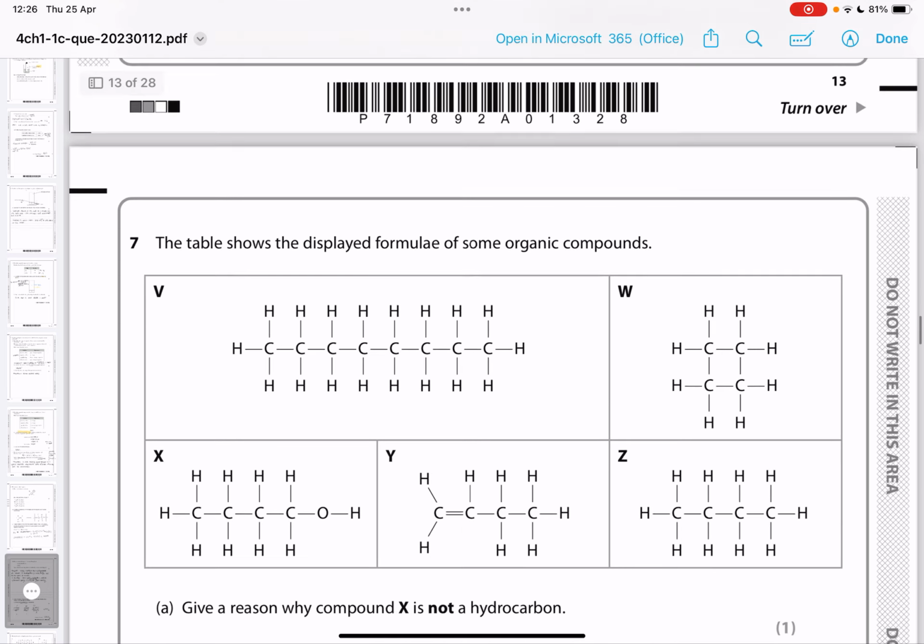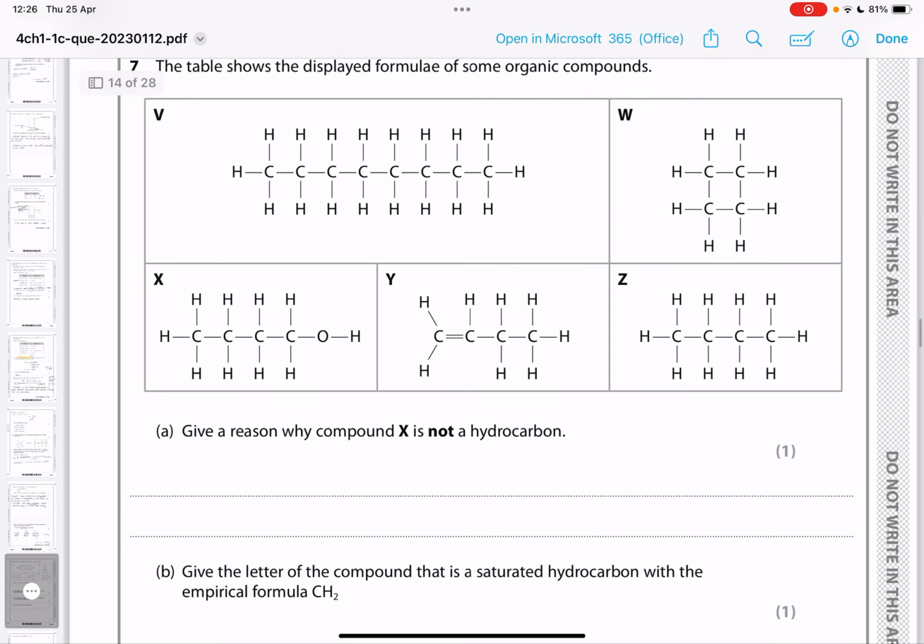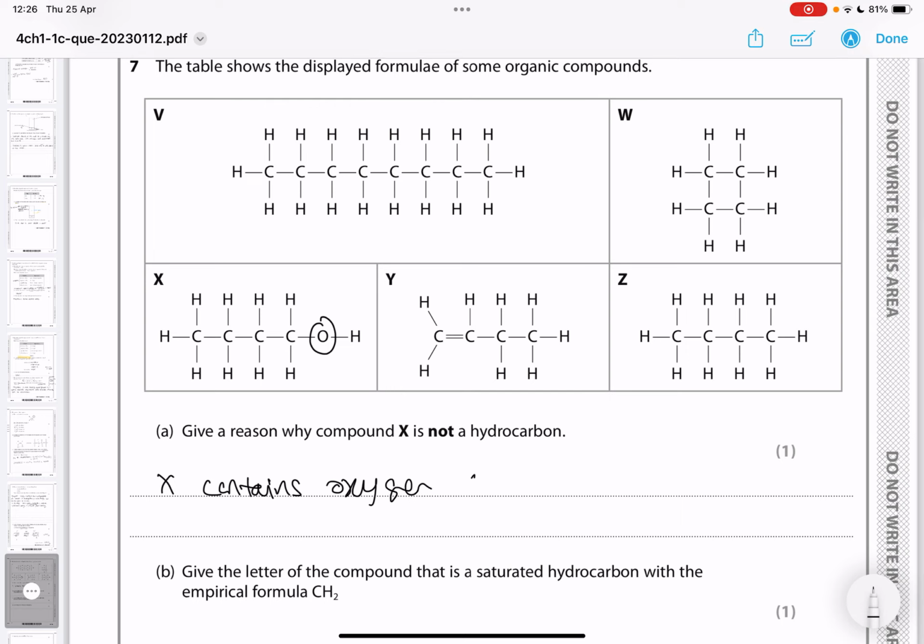Next question. The table shows the displayed formulae of some organic compounds. Give a reason why X is not a hydrocarbon. Okay, so this is also another common question. They ask you the definition of a hydrocarbon. Hydrocarbons are compounds with only hydrogen and carbon atoms. If we look at compound X, we can clearly see there's an oxygen atom, which is why it's not a hydrocarbon. So X contains oxygen, therefore not a hydrocarbon.